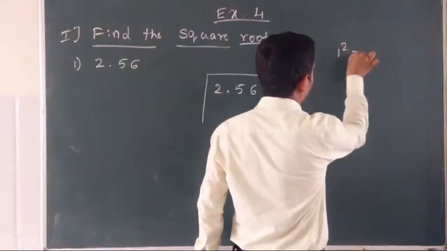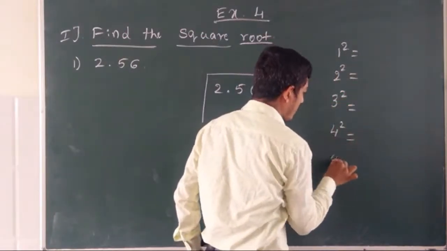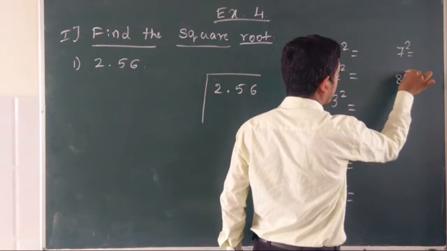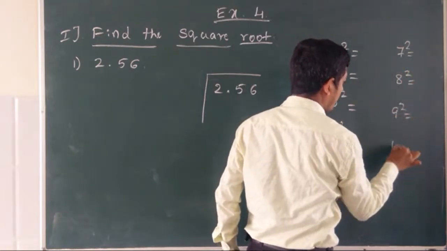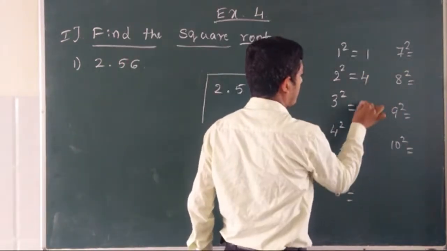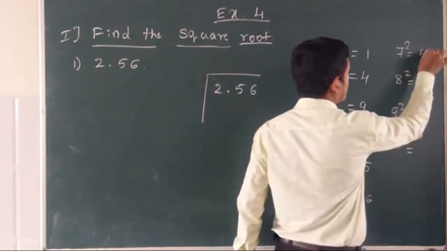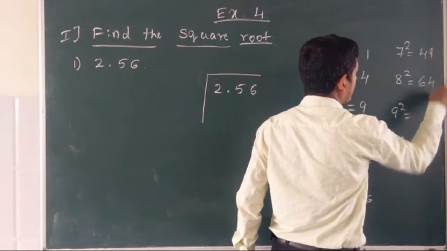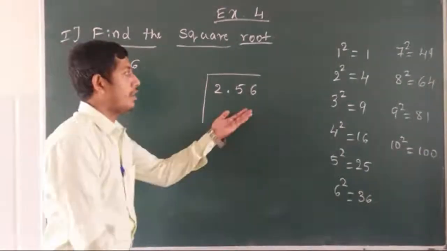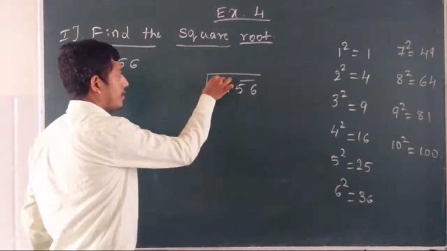Here I will write all the values: 1 square, 2 square, 3 square, 4 square, 5 square, 6 square, then 7 square, 8 square, 9 square, 10 square. 1, 2 square is 4, 3 square is 9, 4 square is 16, 5 square is 25, 6 square is 36, 7 square is 49, 8 square is 64, 9 square is 81, 10 square is 100. Now I will pair the values from the right hand side. So this is the first pair and this is the second.